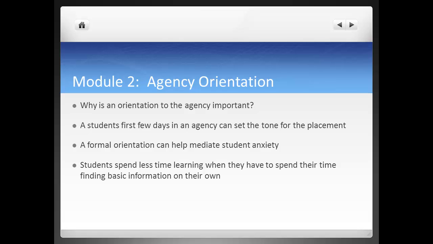Students also spend less time learning when they have to spend their time finding basic information out on their own. So when they're provided an orientation that will give them some very helpful basic information about the agency, they can focus more on the learning activities that will really contribute to their professional development.